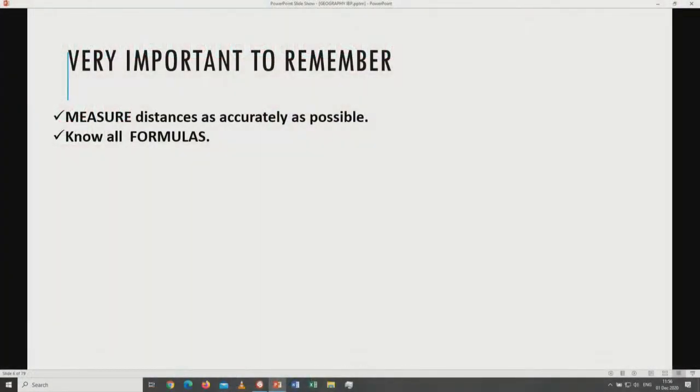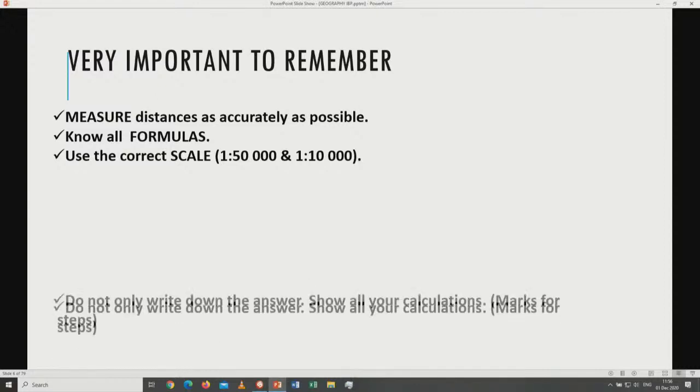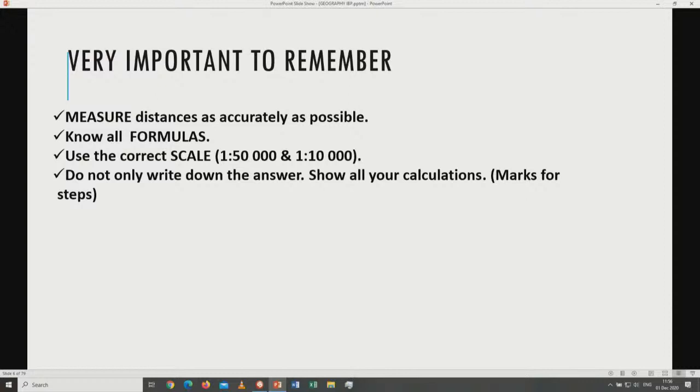You should also know all your formulas in geography. Just know them. The formula for area is length times breadth. Know that you need to use the correct scale: in an orthophoto map it is 1:10,000, and in a topographical map you use 1:50,000. And do not only write down the answer. Show all your calculations, Grade 12, because marks will be allocated for all the steps.